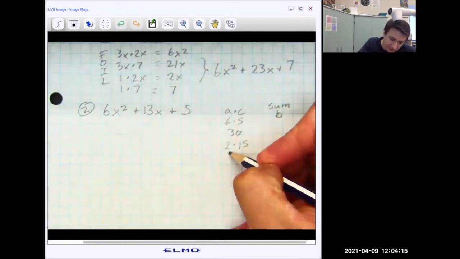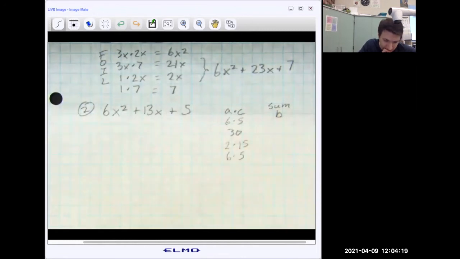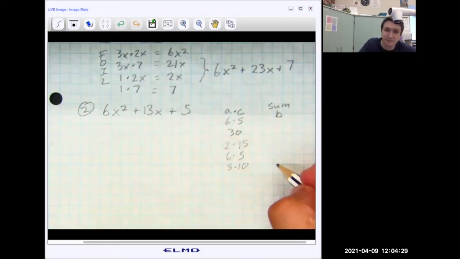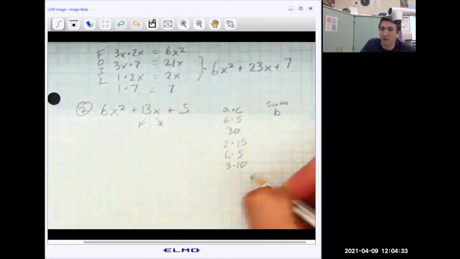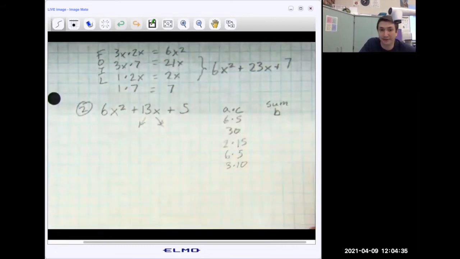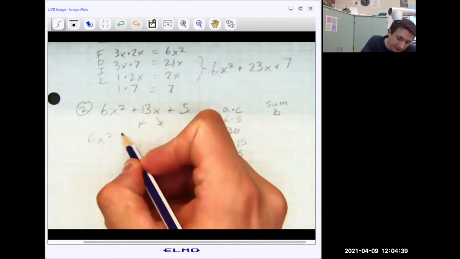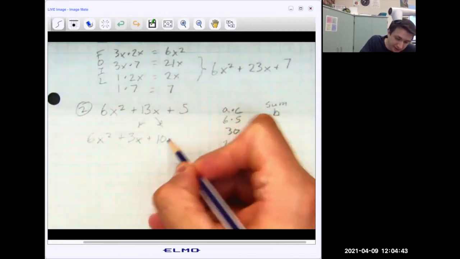Maybe 6 and 5. 6 times 5 is 30. But then if you add those, you get 11. Now, maybe a 3 and a 10. Oh, there it goes. 3 and a 10 add to 13. So I want to use a 3 and a 10. I want to break this apart. And it doesn't matter which one goes first, which is a cool part of this process. So I get 6x squared plus 3x plus 10x plus 5.